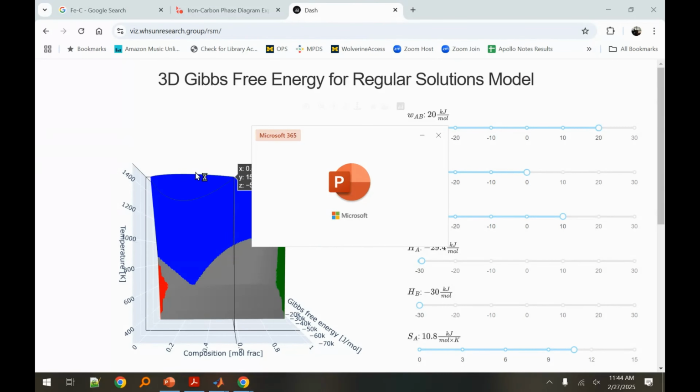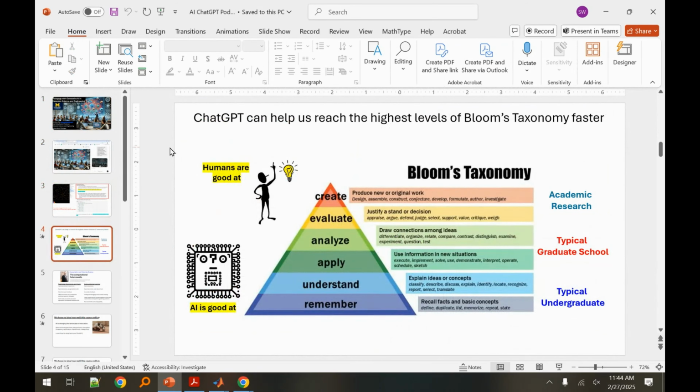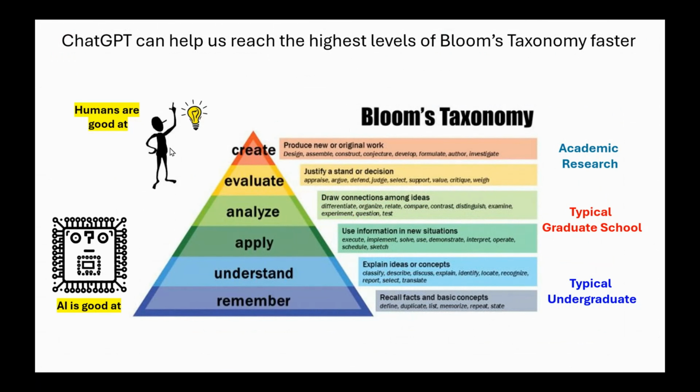ChatGPT helps us execute a lot of the basic things, like the regular solution model, the convex hull, the plotting of all those things. It helps us execute a lot of those things really quickly. And then we as humans, I would say producing the phase diagrams kind of at this green level, analyze and apply kind of stuff. But for you to say, why does the argon carbon phase diagram have that shape? That's a really high level question. And students can try and assess that now.